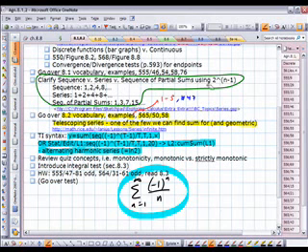Now, as an example, if we have this sequence with an nth term 2 to the n minus 1, our sequence would have the terms 1, 2, 4, 8, and so on. It's an infinite sequence. Our series then would be 1 plus 2 plus 4 plus 8, and so on.